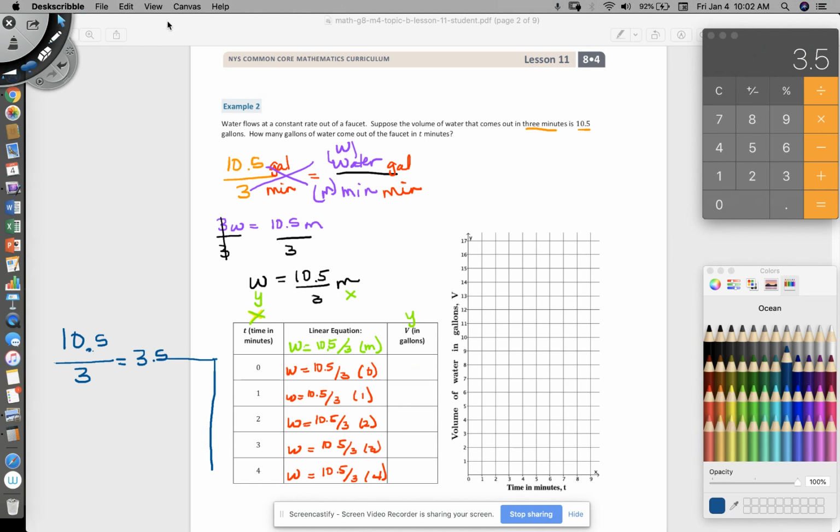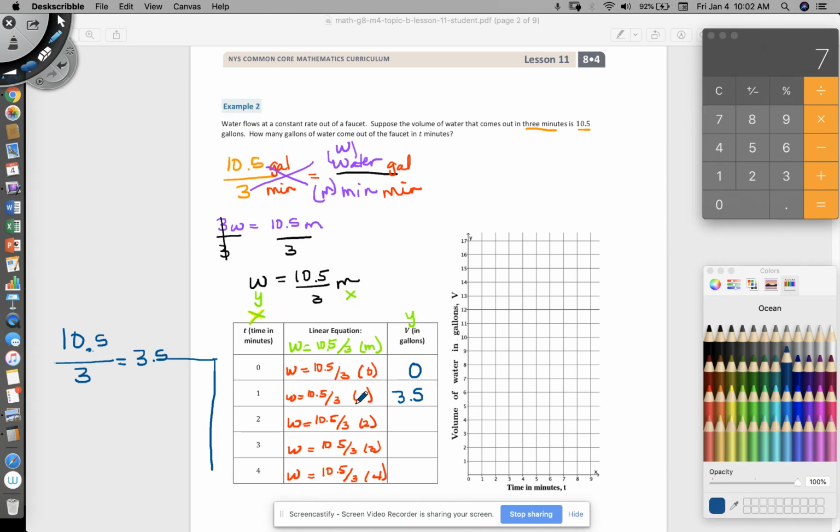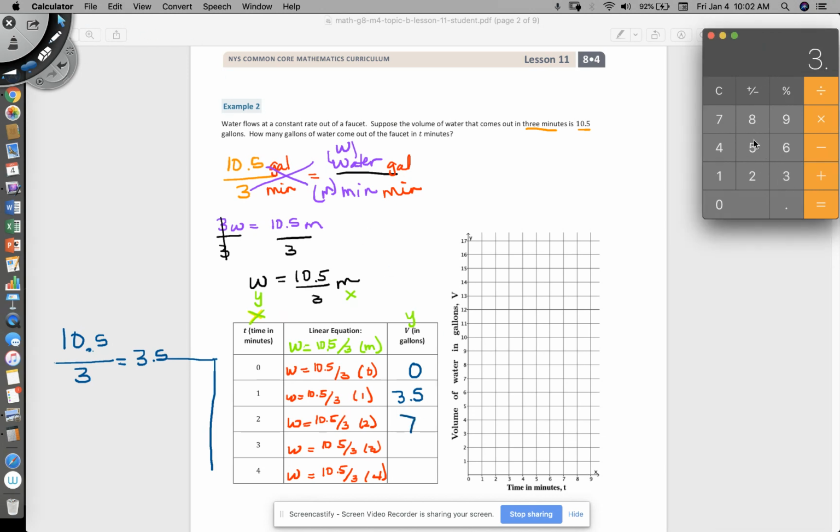So I'm going to come over here. We're going to say for the first one, we have 0, which we all know is going to be 0, so I don't need to use the calculator for that one. And just to show you how to use the calculator, I'll use that for a couple of these, but I think with the times 1, 3.5 times 1 is going to give me 3.5. All right, now for times 2. So 3.5 times 2 gives me 7. All right, let's do the next one. 3.5 times 3 gives me 10.5.